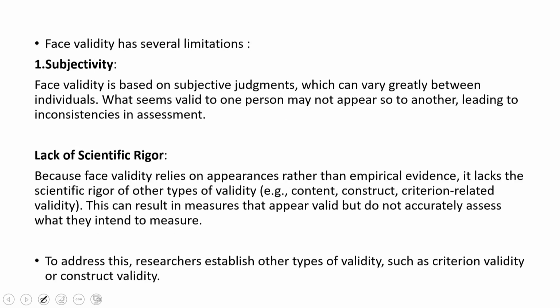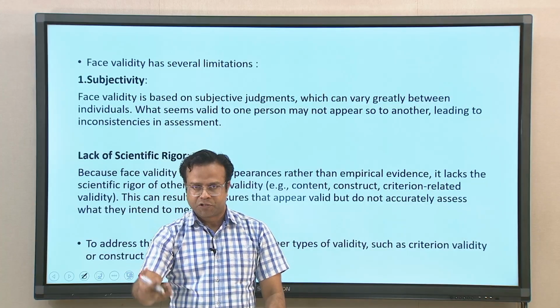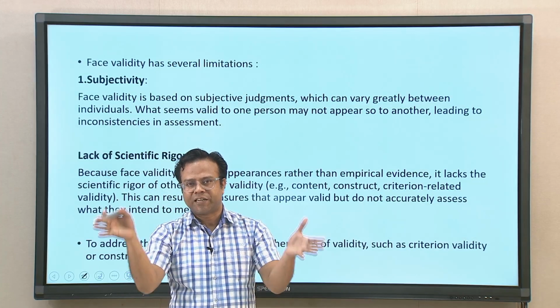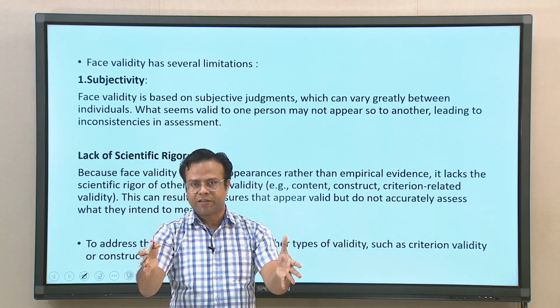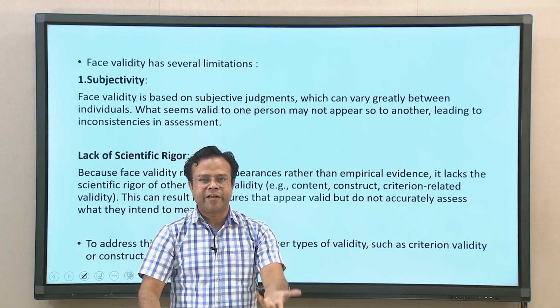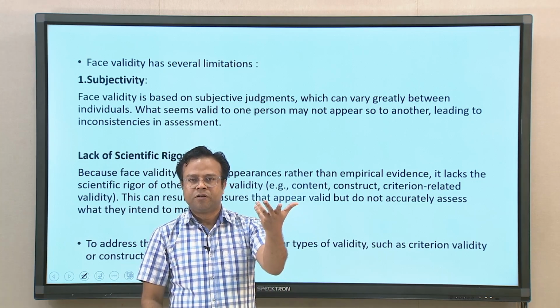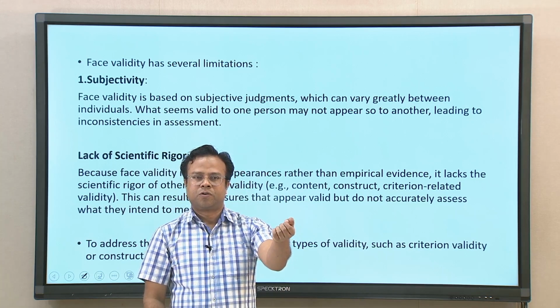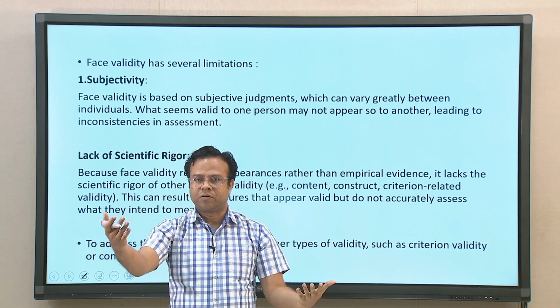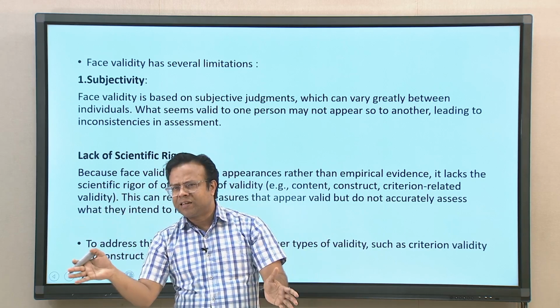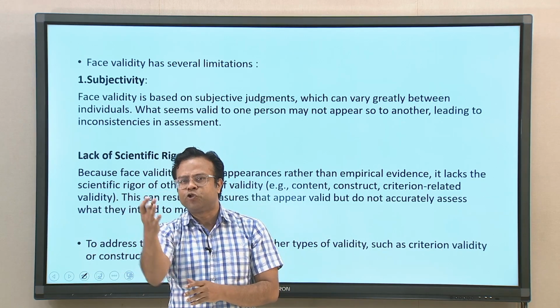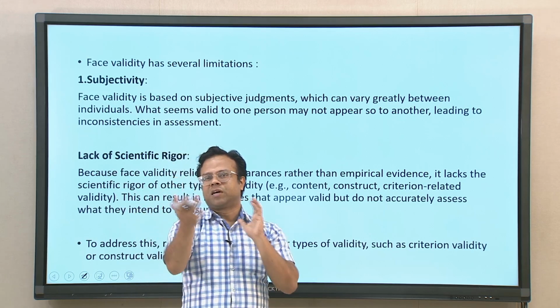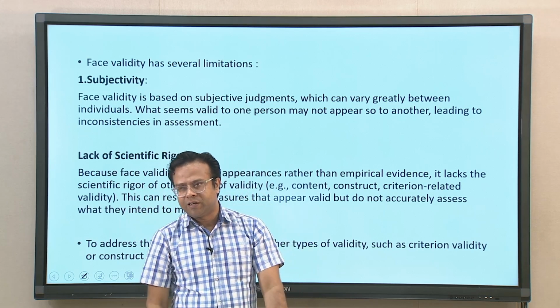Now, face validity has some limitations. This is just a starting phase people start with, but face validity in itself does not reflect the validity of a test. One thing is that subjectivity is involved in face validity. Only on appearance you are saying it looks like it is testing something, but you are not 100% sure. One person may judge that the items look fine, while another may say, I do not think these are fine, you should include something else. So, there may be some subjectivity involved in face validity.